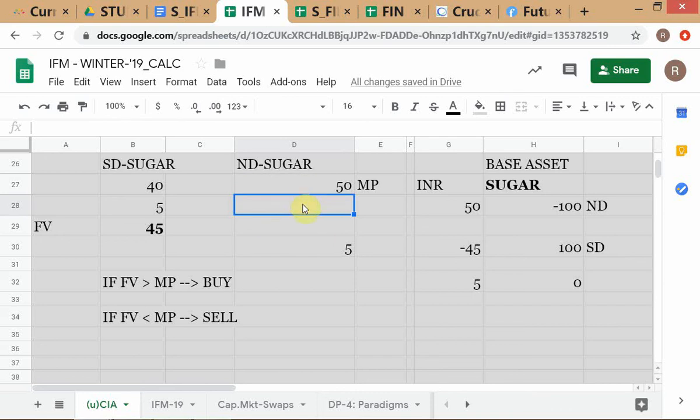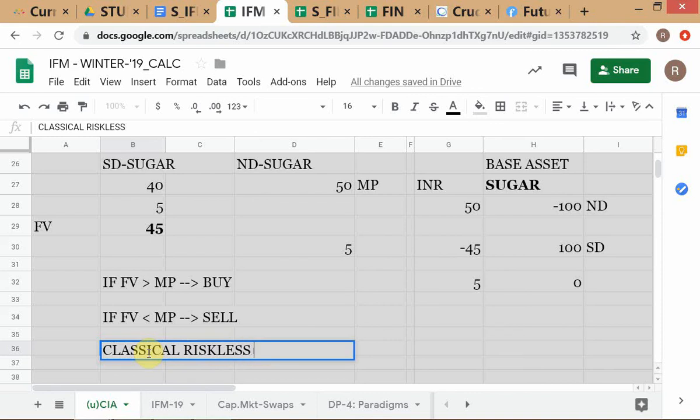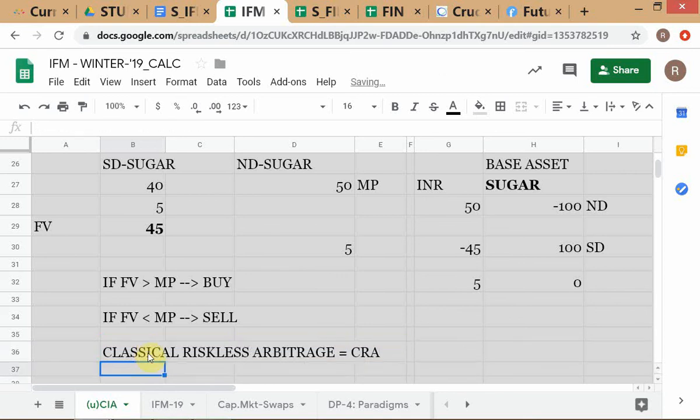So here, this is a case of pure, what we call classical riskless arbitrage. We'll use this term here. The reason I want to use this long term is because we have a lot of examples in the industry of incorrect use of the term arbitrage. The term arbitrage is used in a loose sense in the industry in many cases, where there isn't actually this kind. This, you see, is clear riskless arbitrage, because there's no risk.